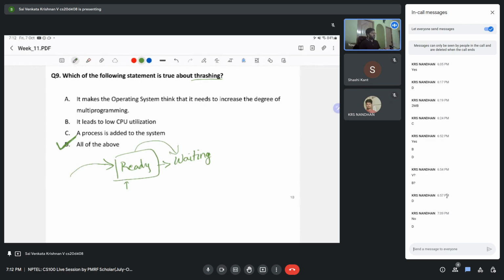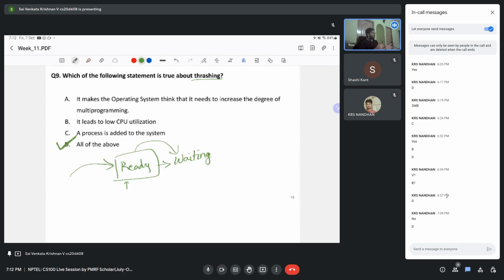So in a way, thrashing is like, the scheduler thinks that okay, everything is in the waiting state, I can bring in more processes to increase my utilization, but it doesn't think that the active memory space is small and all the processes are contending for the same memory space. That's the reason why this low CPU utilization is present in the first place.